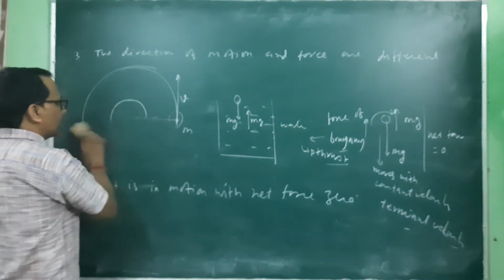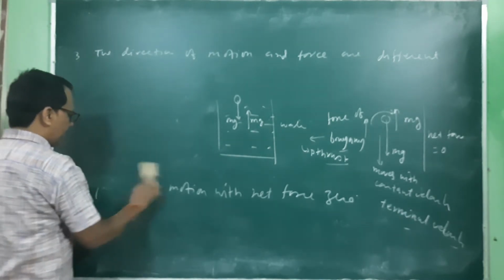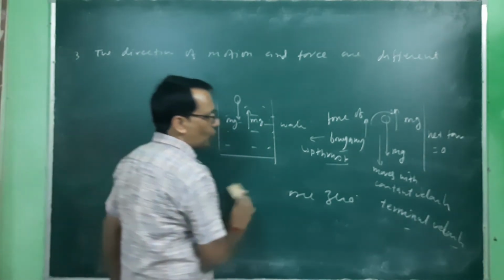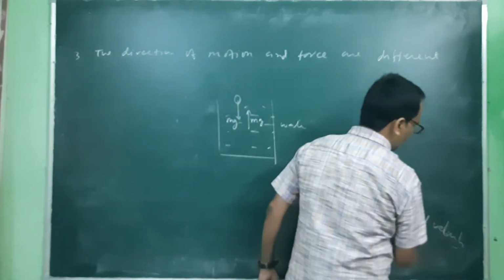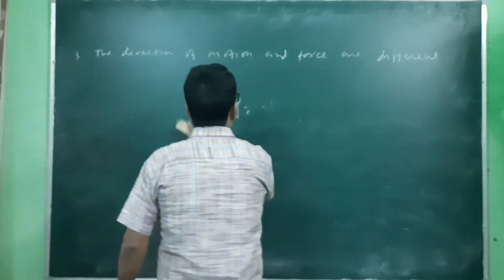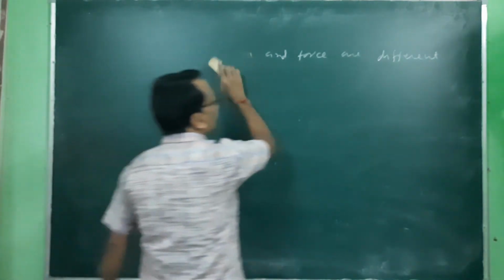So now let us talk again about equilibrium. Equilibrium means there is no net force. The net force is zero. It means that the object will be either at rest or in motion with constant velocity.